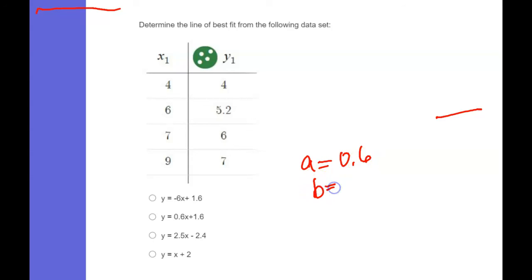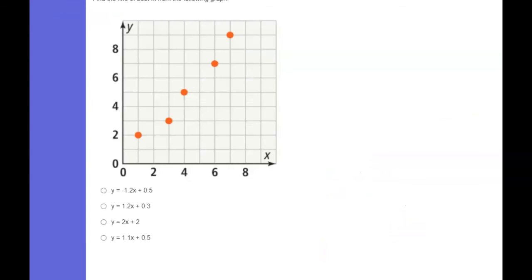Okay. All right, so what we figured out was our a was equal to 0.6 and our b is equal to 1.6. So when we put it into slope-intercept form, it's y is equal to 0.6x plus 1.6. So that's how we get our answer there. Okay, so the next one we do the same thing.